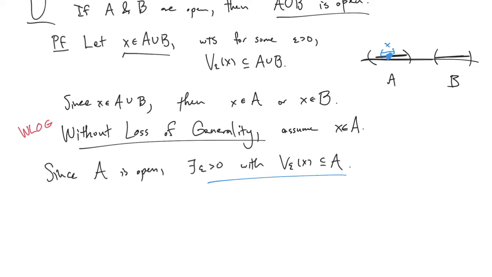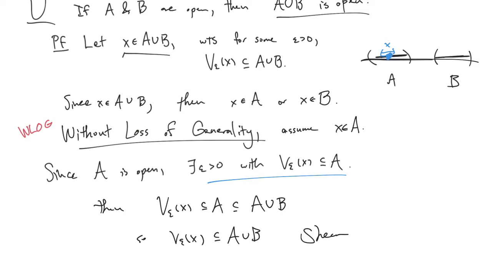Now, can you find a neighborhood which is inside of A union B? I think actually that same neighborhood is already inside of A union B, right? And so we can just say that. Then what do we got? V epsilon of X is a subset of A, but A itself is a subset of A union B. So V epsilon of X is a subset of A union B. And that's what we needed to show, right?